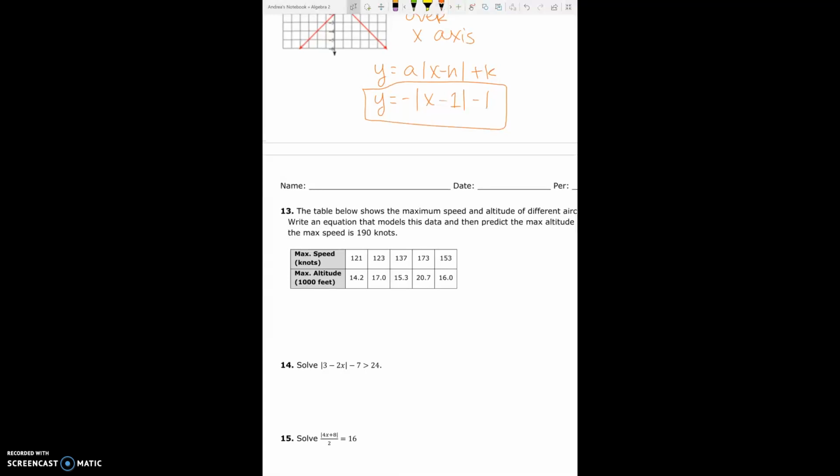For number 13, I could do the same steps that I told you about earlier when practicing a regression. And when I do this, then I would get my A, B, and C values.